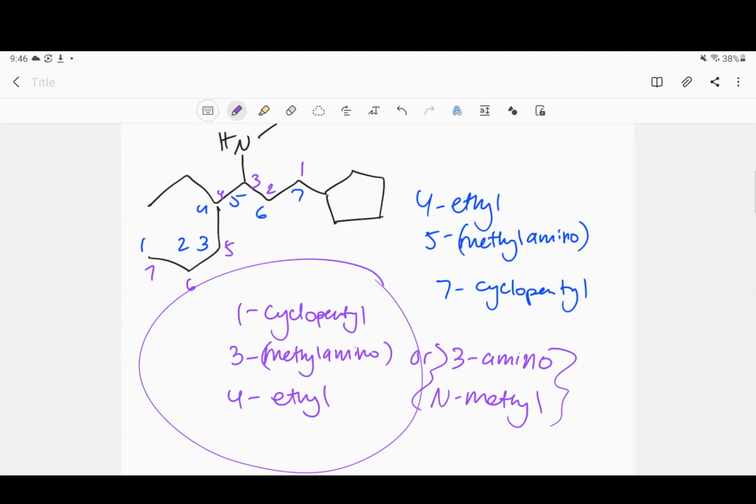Weird question. What's the point of saying N? To show you that the methyl group is on the nitrogen. Oh, okay, thank you. Yeah, because N means nitrogen.